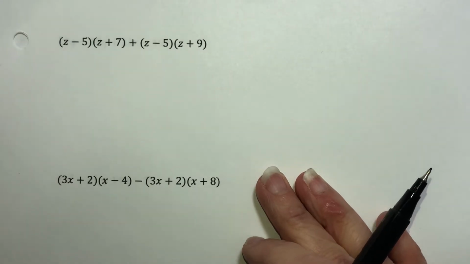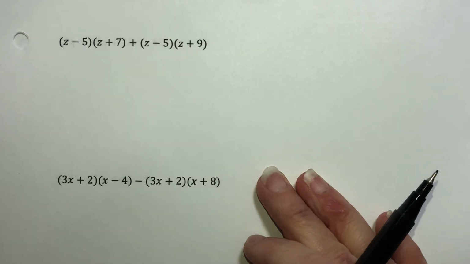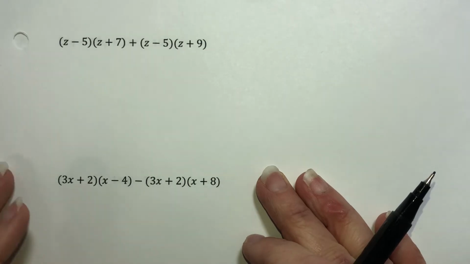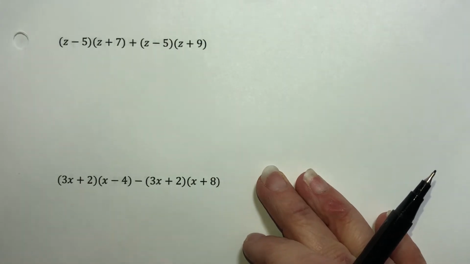This is part 2 of section 6.1. We have been talking about factoring out the greatest common factor, and we've done a couple of easier problems, and now we're going to look at a couple of more difficult problems.